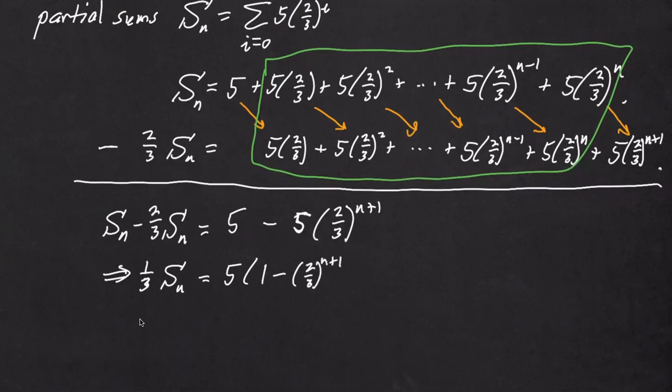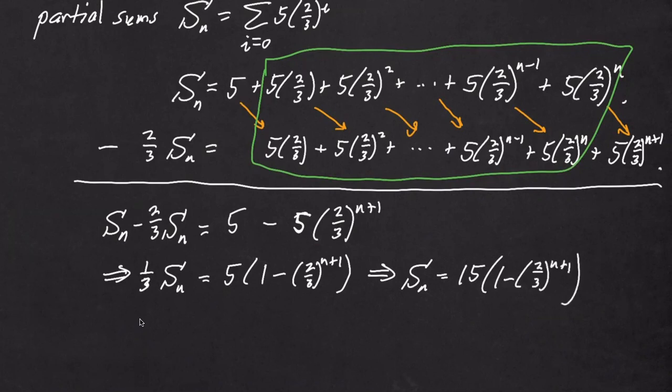In some ways, what I'm doing here is I'm just rederiving the finite geometric series formula, right? This should look exactly like the finite geometric series formula. So s sub n is 3 times, I multiply both sides by 3, so the 5 becomes a 15. And then we get this expression, right? But now we want to think about the infinite series.